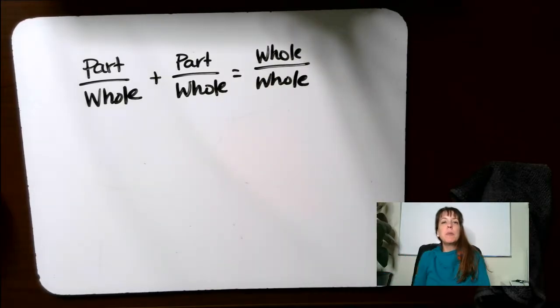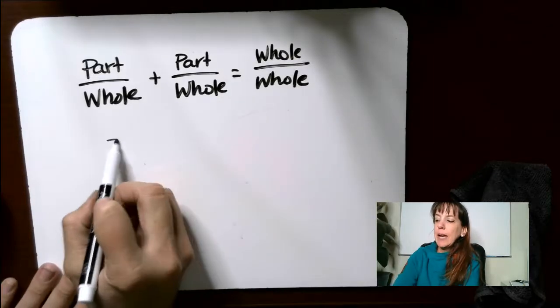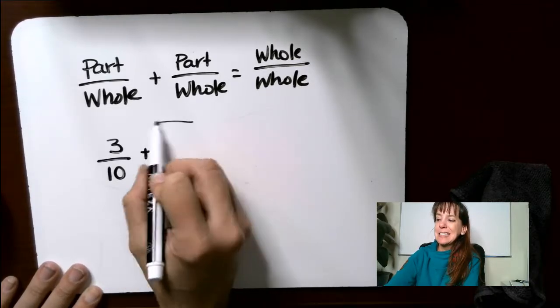So this is what we're going to be doing. And guys, you should be taking notes in your notes section, writing down the things that I write down. For example, if I have 3 over 10, 3 out of 10 plus something here.